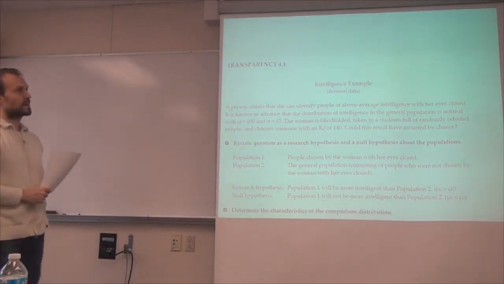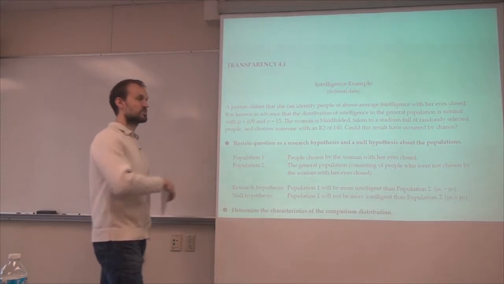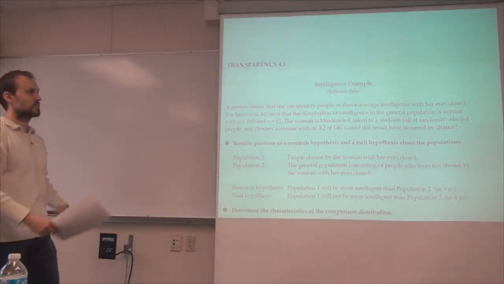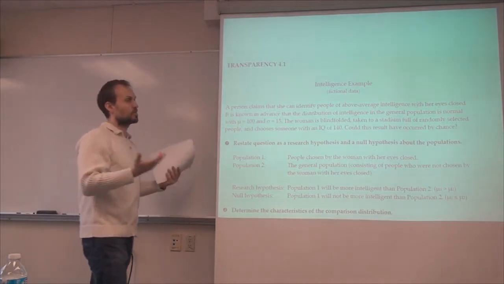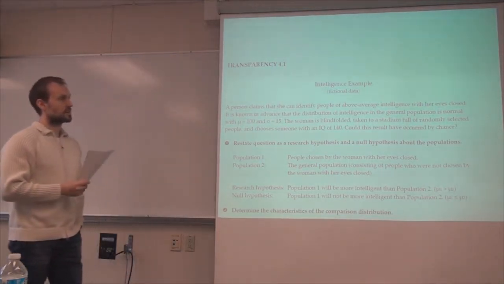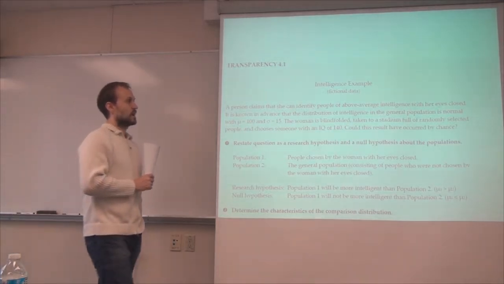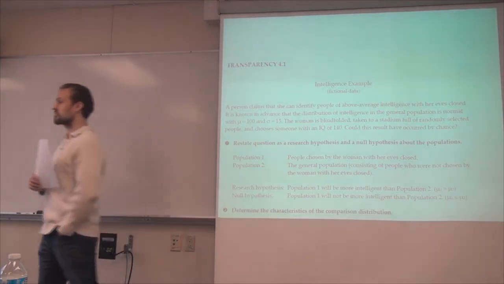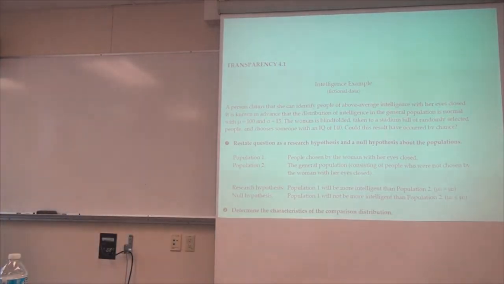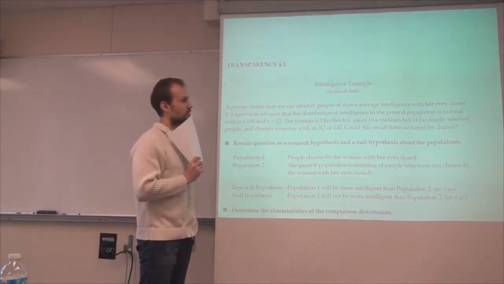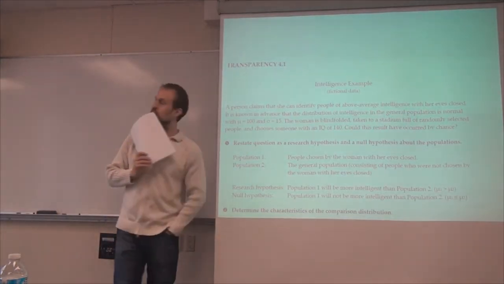So now the woman is blindfolded and taken to a stadium full of people, a very large group of people, as if it's the whole population. And she randomly selects one person, that'll be the sample, and she chooses someone with an IQ of 140. So now I look at my sample, the one that she picked. Could that have been by chance?